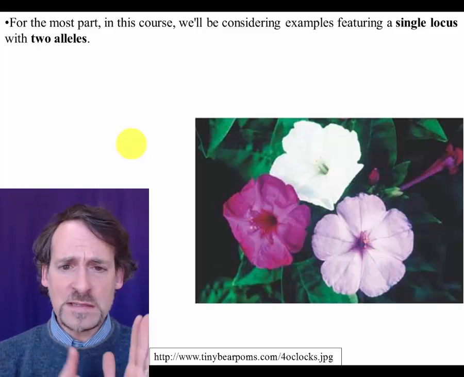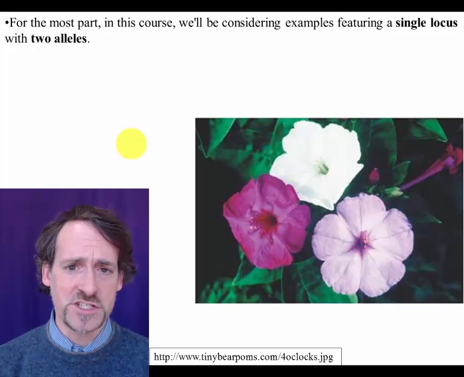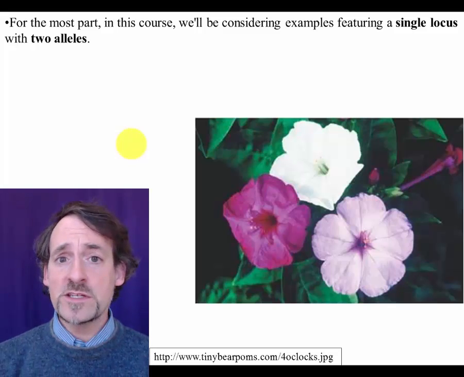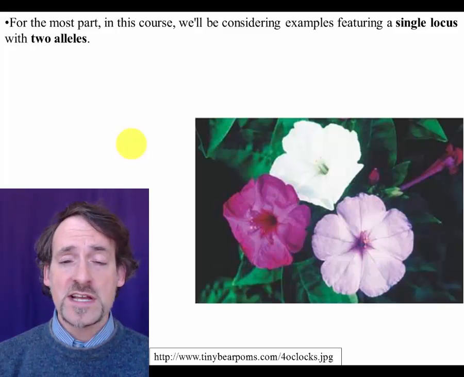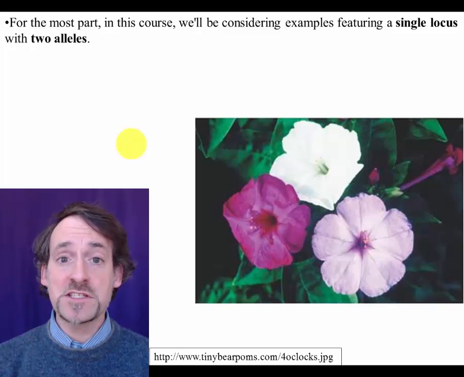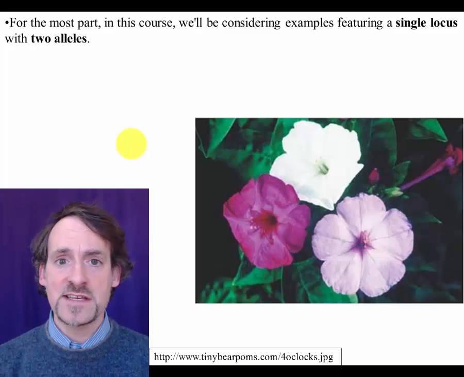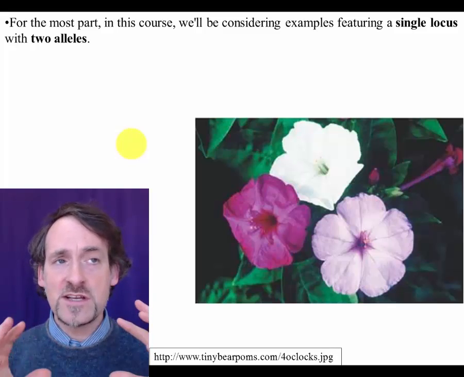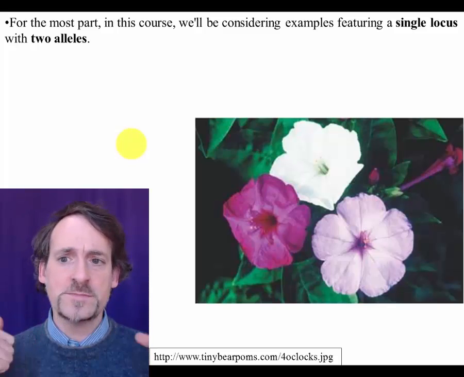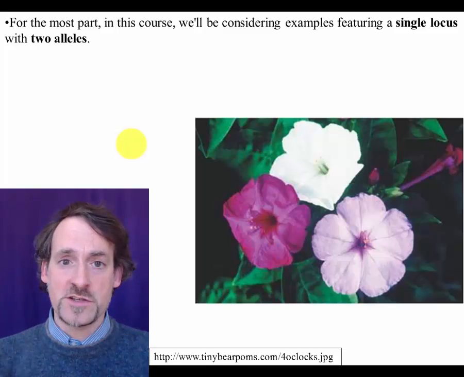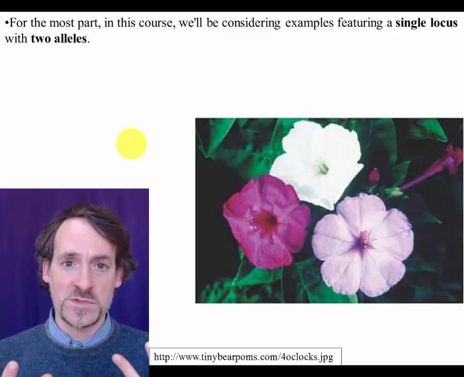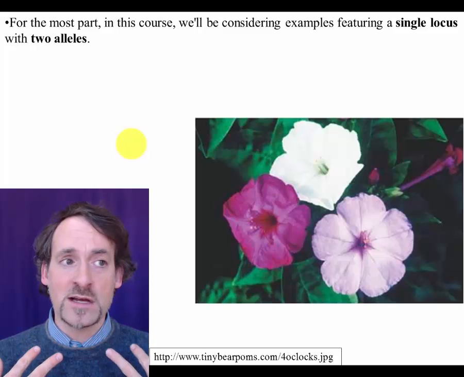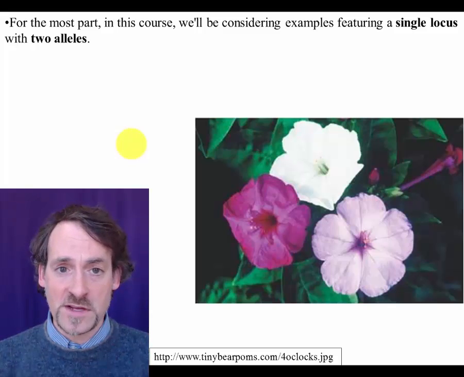Okay, let's start learning a little bit about population genetics. What we're going to be doing for the most part in this course is considering the simplest possible case that is at all evolutionarily interesting. We're going to be thinking about a single locus, so one gene, with two alleles. So there's two alternate forms of a gene, two alternate DNA sequences that affect phenotype.